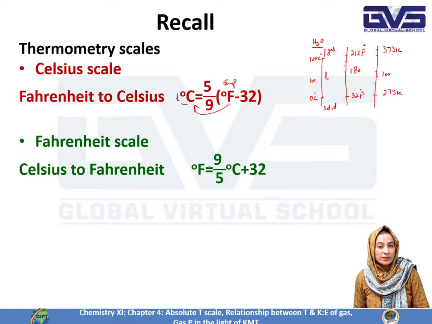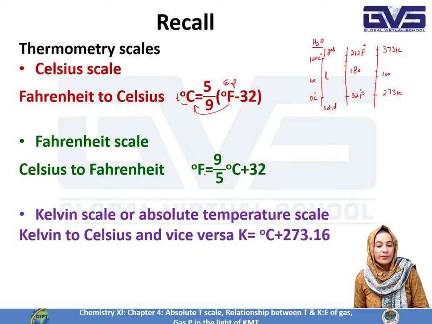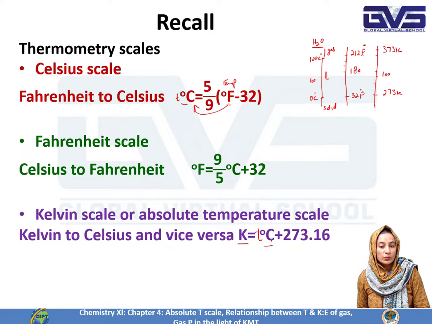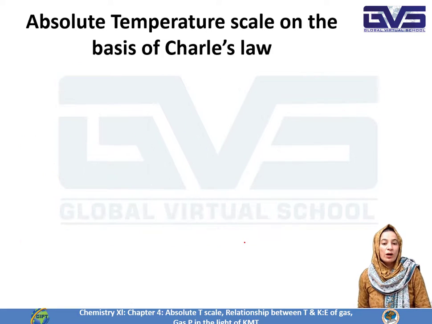And how can you convert Celsius into the absolute temperature? This can be solved by adding 273.16 to the Celsius temperature. So C naught means temperature in Celsius. Whenever you add 273.16 to the Celsius scale, this is equal to the Kelvin. Now I will tell you what this absolute temperature scale or Kelvin scale is on the basis of Charles' law. Why do we use this absolute Kelvin scale, although it has the same division as the Celsius scale?